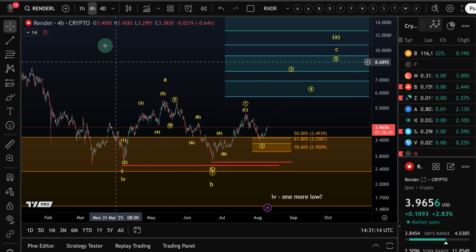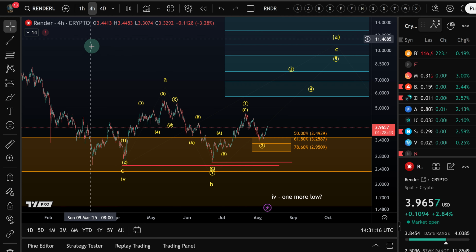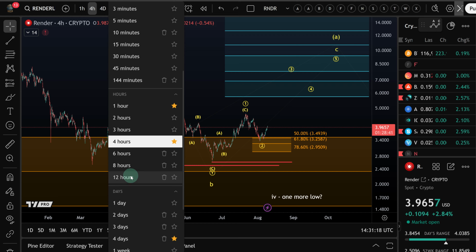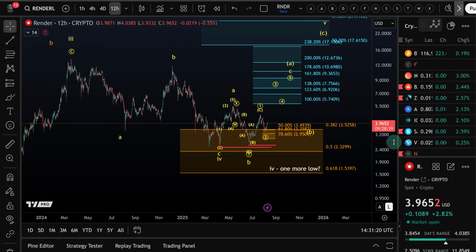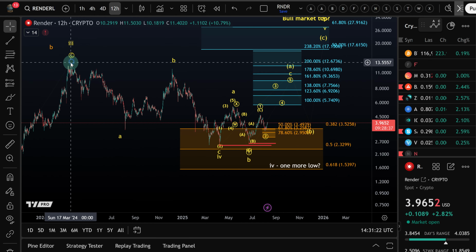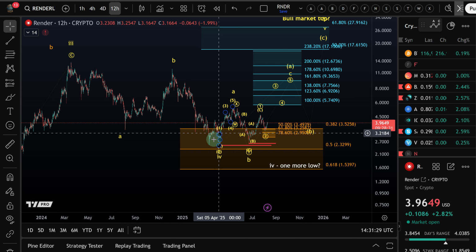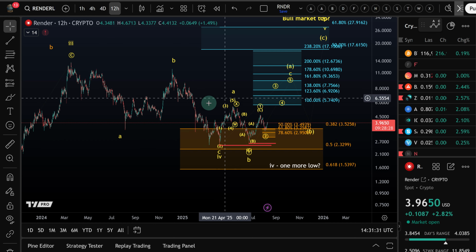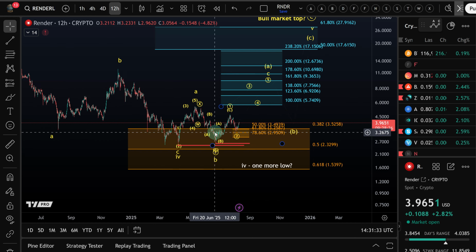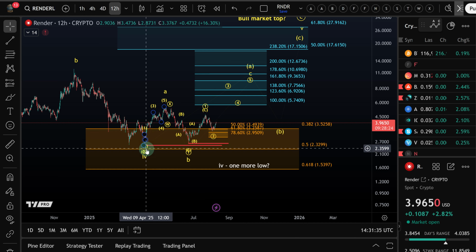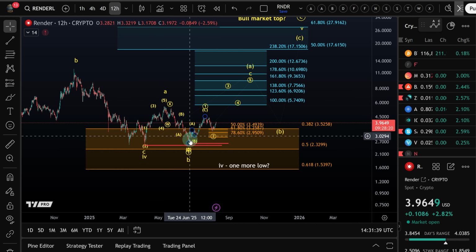Here I am currently looking at the Render chart on the 4-hour time frame. Just to remind you that this chart has been, well, let's say it's been correcting between March 2024 and April 2025. And since then, basically what we've seen is just consolidation. Okay, there was a nice and interesting 5-wave move up from the April low and a pullback which ended as a higher low in June.